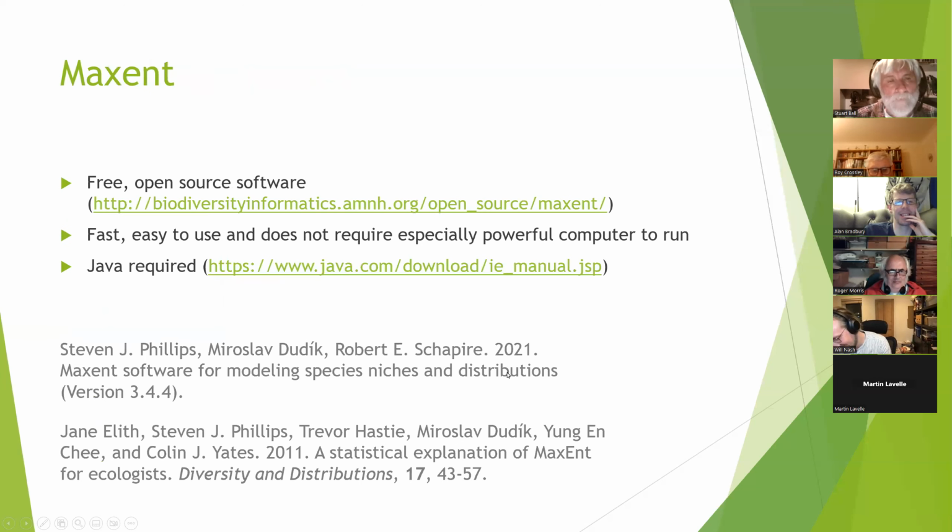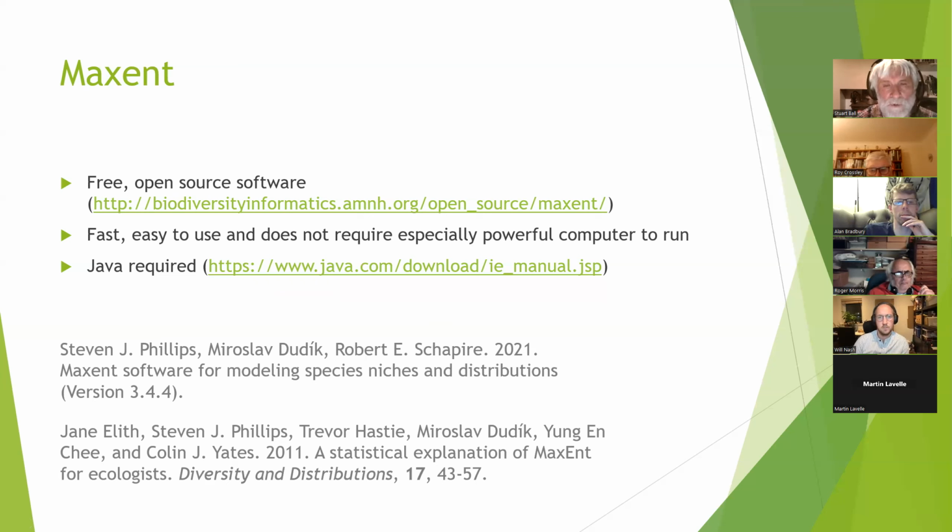Okay, so I mentioned Maxent. Maxent is the piece of software I've used most often. This is maximum entropy modeling. Again, it's free and open source software. You can go and download it, no problems. Its big advantage is it's fast and it doesn't require an especially powerful computer to run. Some of these techniques take a lot of computing power and take a long time to fit. Maxent's not bad. It does require that your machine has Java, but it's uncommon to find a computer that doesn't have Java.